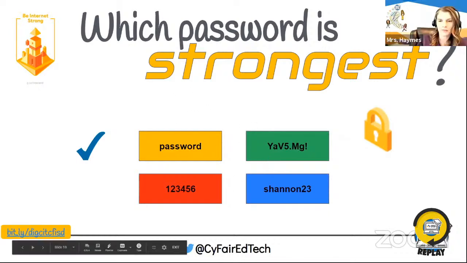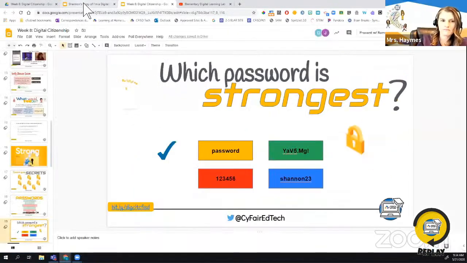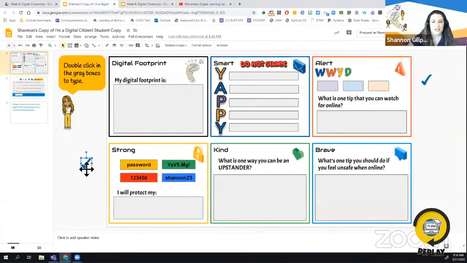I so like that on your template. Me too. You're going to choose which password you think is the strongest. Click and drag that check mark on top of it. And then down below, "I will protect my," you're going to double click in there. And what information do you need to be sure to protect?